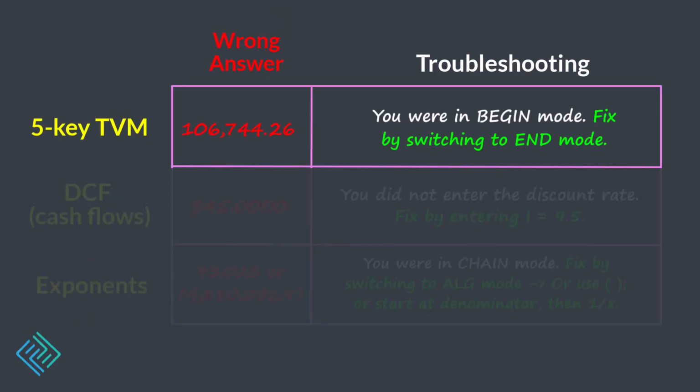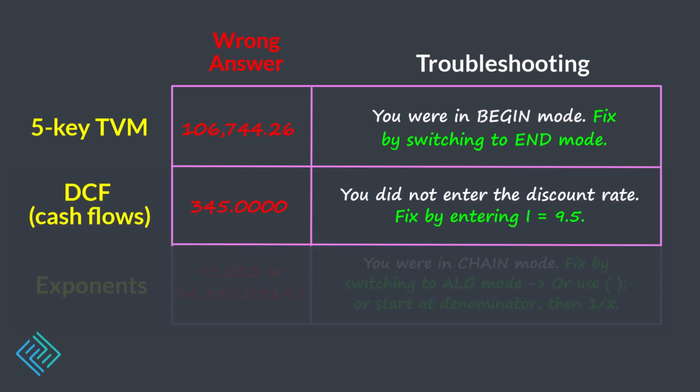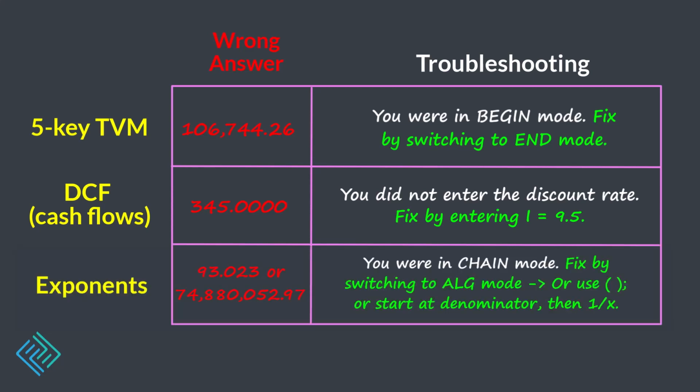Some common sources of error are, firstly, being in begin instead of end mode for TVM calculations with repeating cash flows. Second, not having the correct discount rate entered for DCF calculations. In addition to the error shown on the screen, another common one is ending up with an NPV of 0, which means that you use the IRR or internal rate of return as your discount rate. And the last source of error in this context is doing compound arithmetic operations without first checking whether you are in algebraic or chain mode.